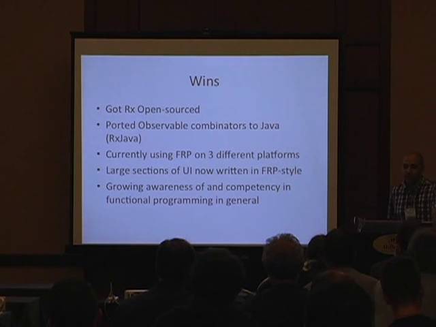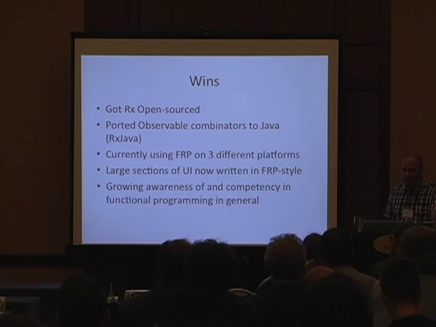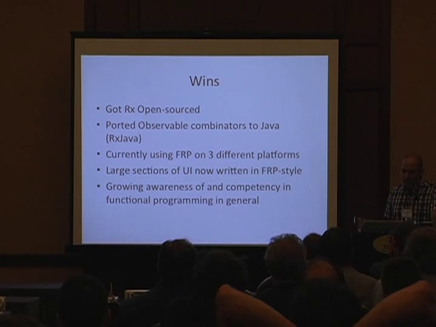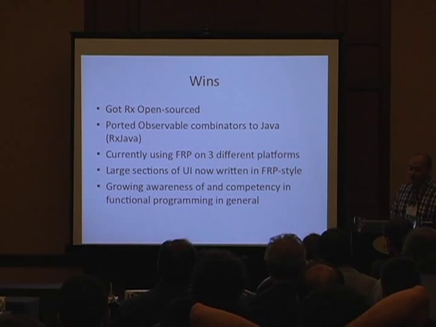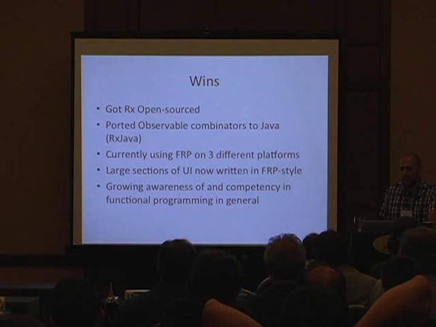So some of the wins that came out of this process is that we got Rx open sourced. Previously it was just closed source inside Microsoft. We ported Observable to Java, so you can go ahead and use RxJava. You can take a look at the Netflix implementation. We're currently using FRP on 3 different platforms, which are actually all of the UI platforms we have, as well as on the server. And we've got large sections of the UI now written in FRP style, and there's growing awareness of and competency in functional programming in general.